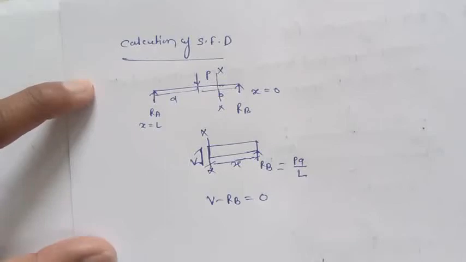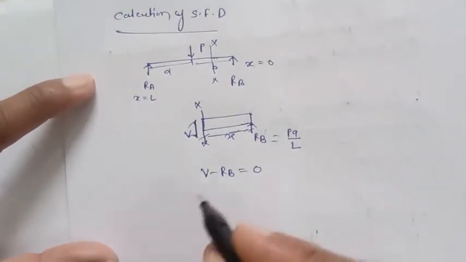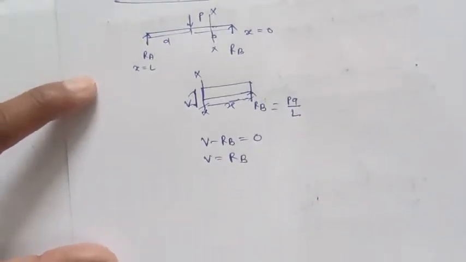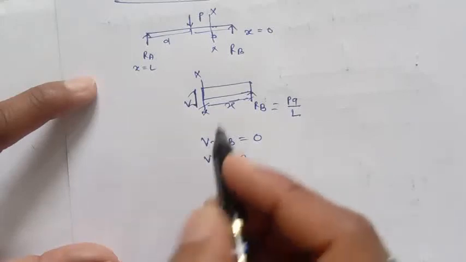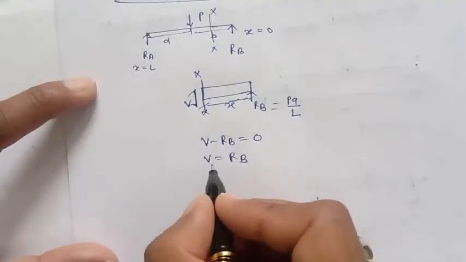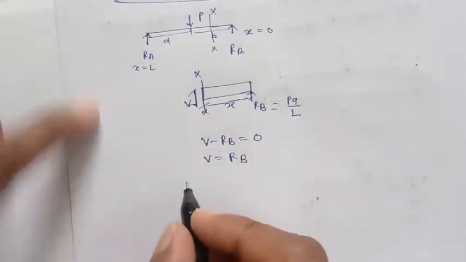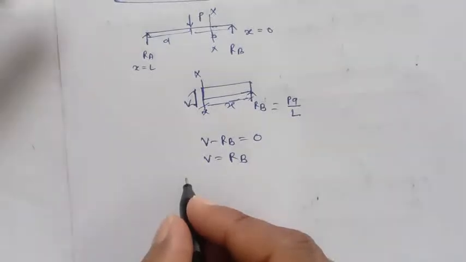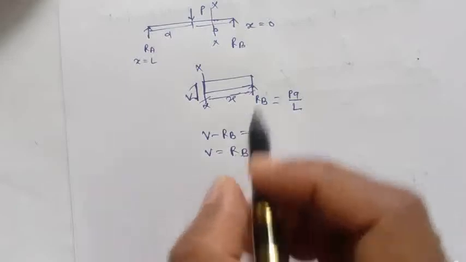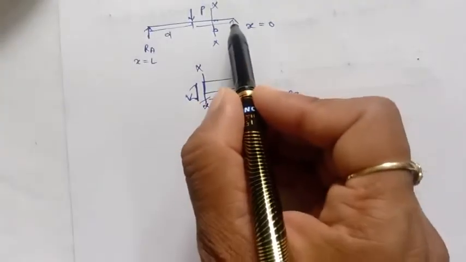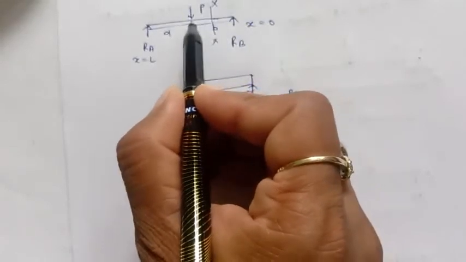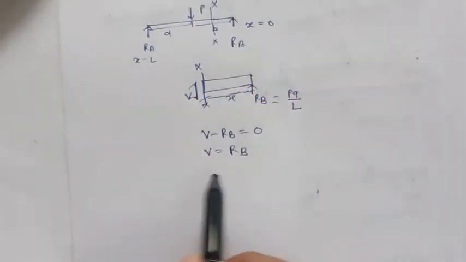So for shear force, only the vertical forces will be considered. So V is nothing but RB, and here, from here to here, X is there. If I put X equal to 0, this is V equal to RB, and V equals RB from here to here. There is no load, so it will be constant here. Shear force, only the vertical force we calculate.